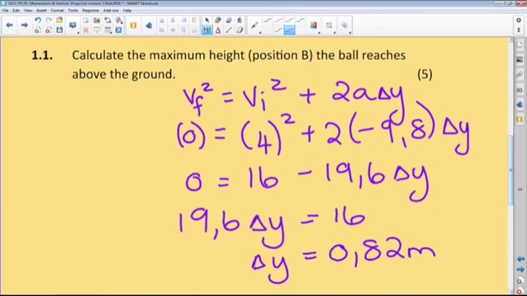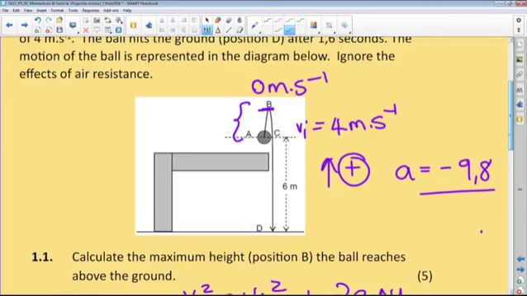I get a positive answer. Remember, we're looking at position, but what does this positive answer tell me? It was going up. And that's exactly what I expected. It went 0,8 meters above where it started because up was my positive, all right?